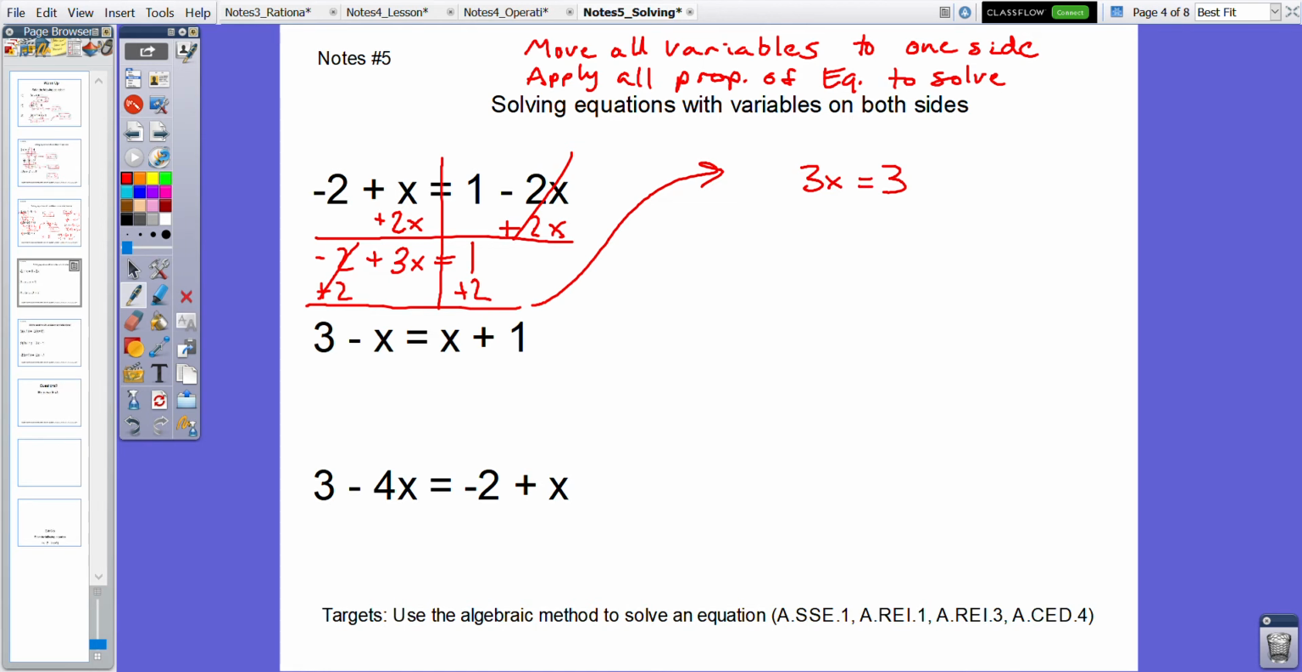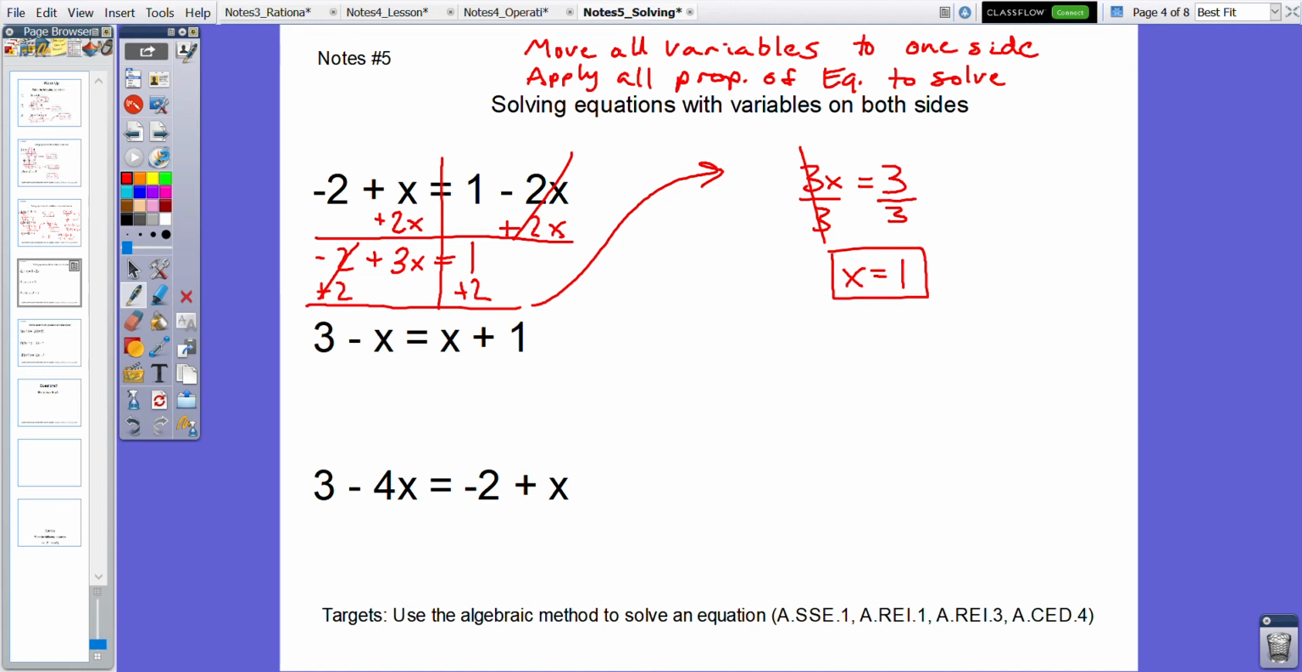Now, once again, 3 times a number equals 3. That means I have to apply the inverse operation, which means I'm going to divide both sides by 3. My 3's cancel out on the left side, and 3 divided by 3 is 1. Therefore, my mystery number for this first equation is 1.